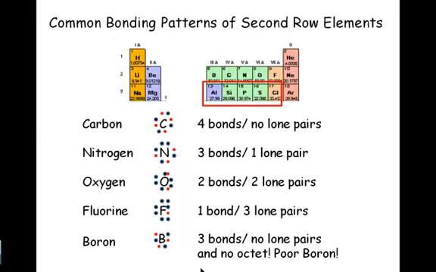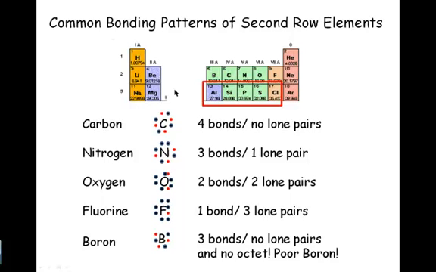All right. So if we look at our periodic table, we'll also notice that the elements that come directly underneath our row 2 elements here are going to have very similar bonding patterns. So our third row elements will have bonding patterns that are similar to the second row element immediately above it. So silicon will have bonding patterns that are similar to carbon. Phosphorus will be similar to nitrogen, sulfur similar to oxygen, and so on.